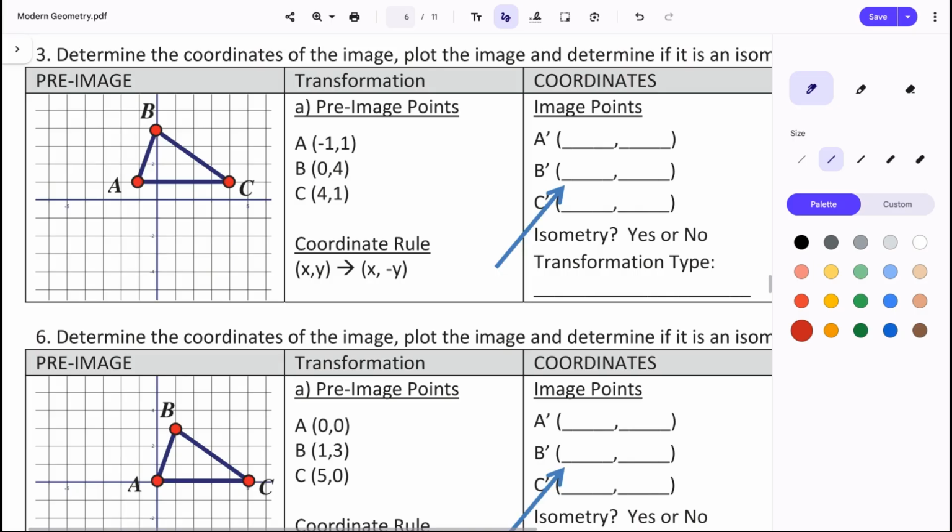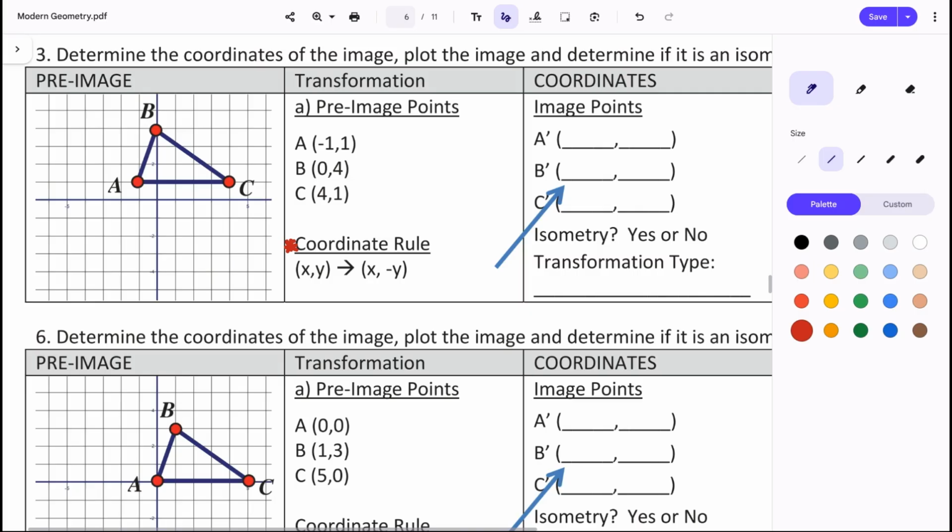Now, down here, they give us this coordinate rule. We talked about those the other day, when we had coordinate rules. That's when you start to change the things about your shape. So that's going to start to impact what it looks like. We'll talk about this here in a second, how to work with that.